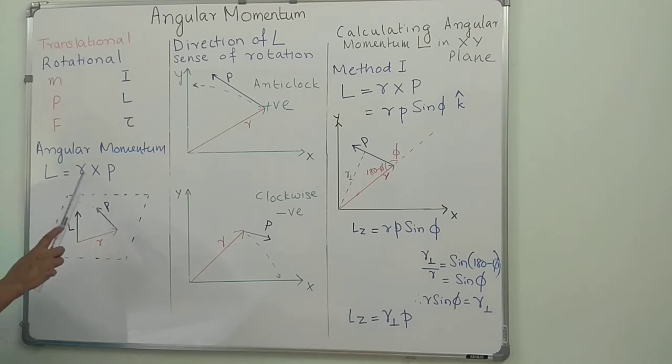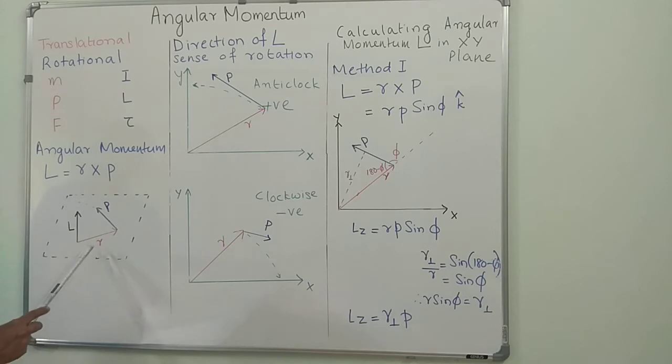Angular momentum L is R cross P. Cross product also you have studied. What is A cross B? A cross B is AB sine theta, where theta is the angle between the two vectors A and B. So correspondingly here you will have R cross P, which is RP sine of the angle between R and P.